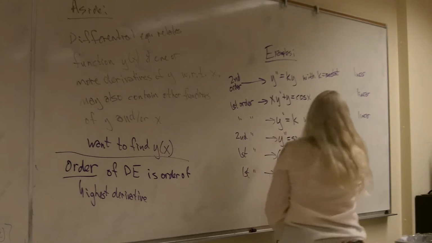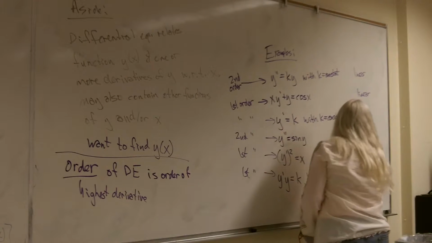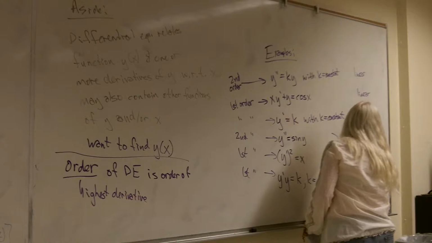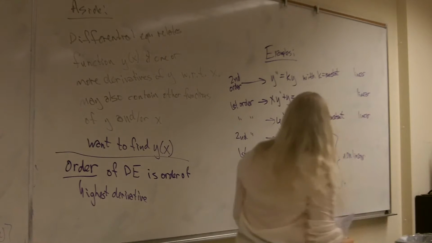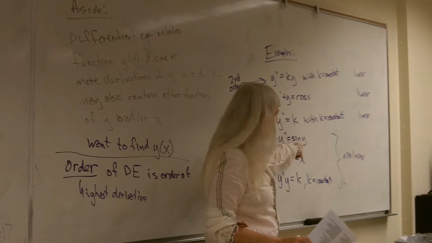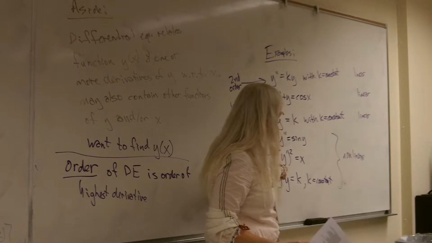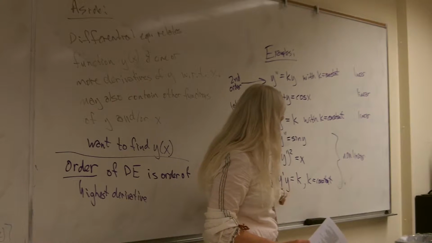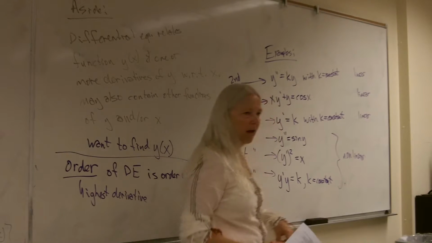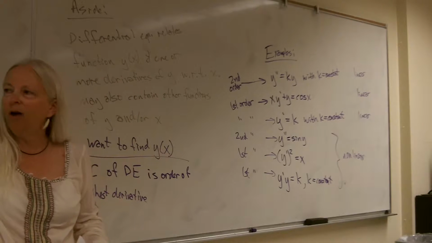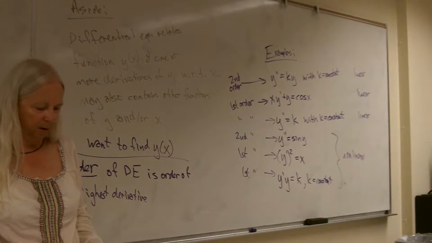But these last three are not. Right? These are all nonlinear. This one's nonlinear because it has a sine of y in it. This one's nonlinear because the y prime term is squared. And this one's nonlinear because y prime and y are multiplied together. Right? None of which are allowed in something of the form that we wrote over there.